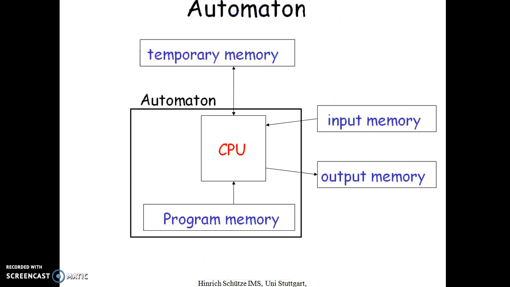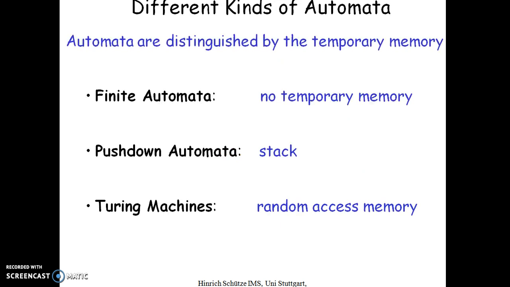Now, as I already told, automata is basically the CPU along with the program memory, and based on this it is classified into different types. Automata are distinguished by temporary memory. The different types are finite automata, push-down automata, and Turing machines. Finite automata will not have a temporary memory, push-down automata will have memory as a stack, and Turing machines will have random access memory.